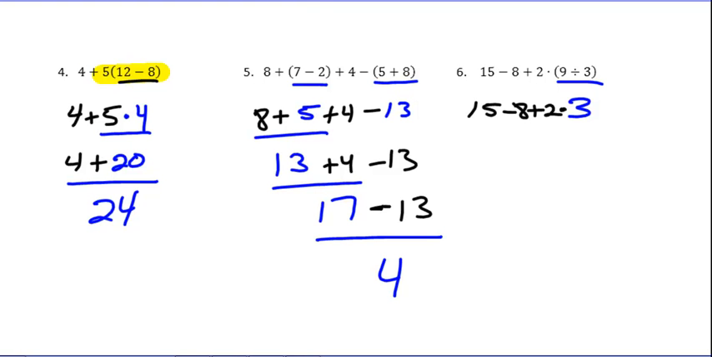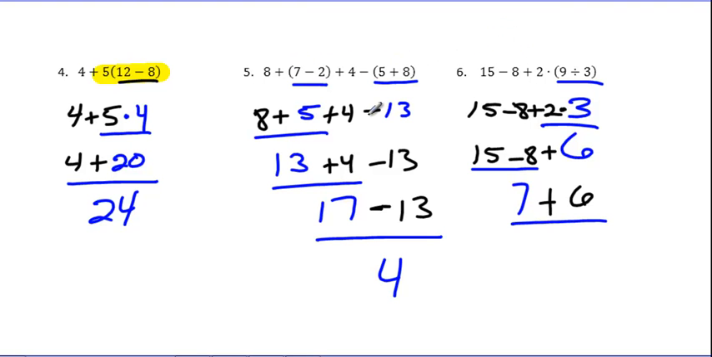Looking at this, I have subtraction, I have addition, I have multiplication. So multiplication comes next. That's 6. And then I'm going to drop everything else down. Continuing, subtraction and addition are equally as important, so I'm going to work left to right. There's 7 plus 6. And when I add that together, I end up with 13. Okay, so that is the end of this lesson.